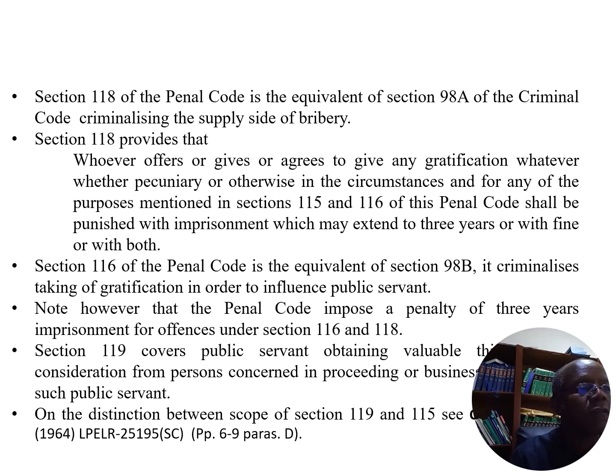Section 119 covers public servants obtaining valuable things without consideration from persons concerned in proceedings or business transacted by such public servant. On the distinction between the scope of Section 119 and 115, see the case of Okuwa versus the State, 1964 Law Pavilion Electronic Law Report.